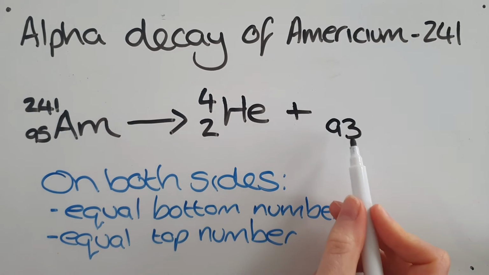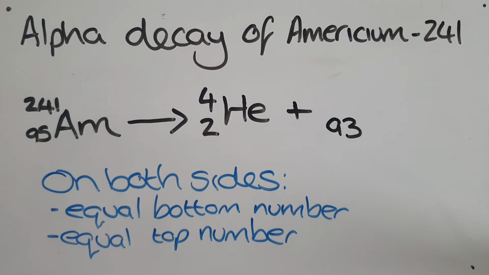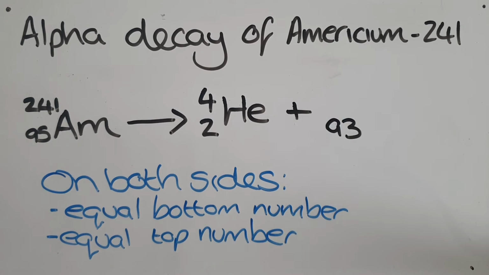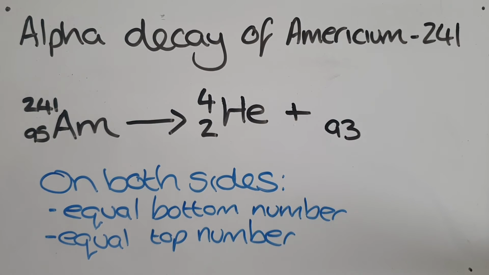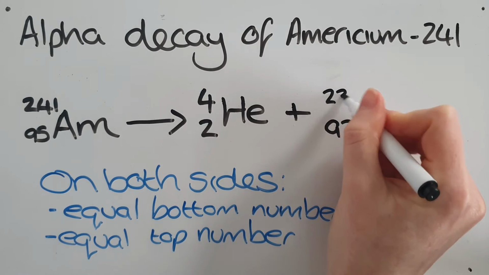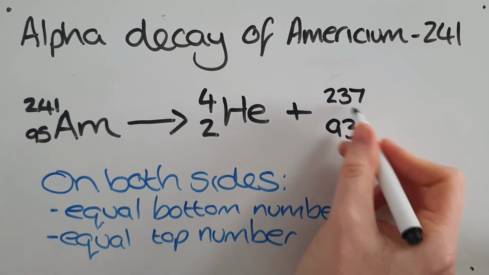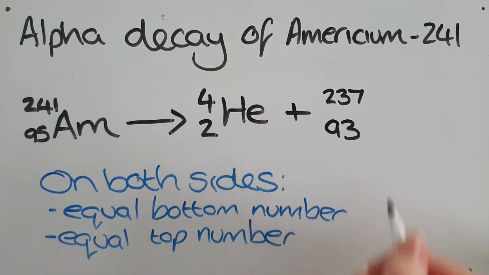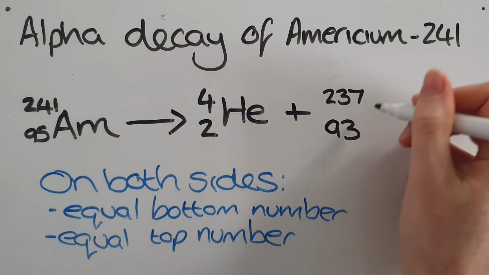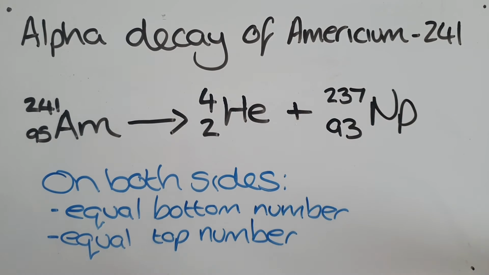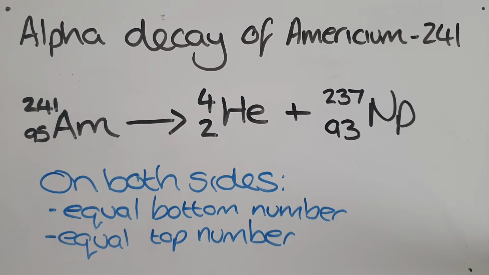So I've now got 2 plus 93 gives me 95. Bottom number's done. The top number, you again do the same thing. So it has 241 on the left and 4 on the right. So I need 237 to make 241. To get the symbol, you want to take your bottom number, which is your atomic number, use your data book to find the element and write its symbol down, and you will see it is neptunium, which is Np. There is your final answer for this question.